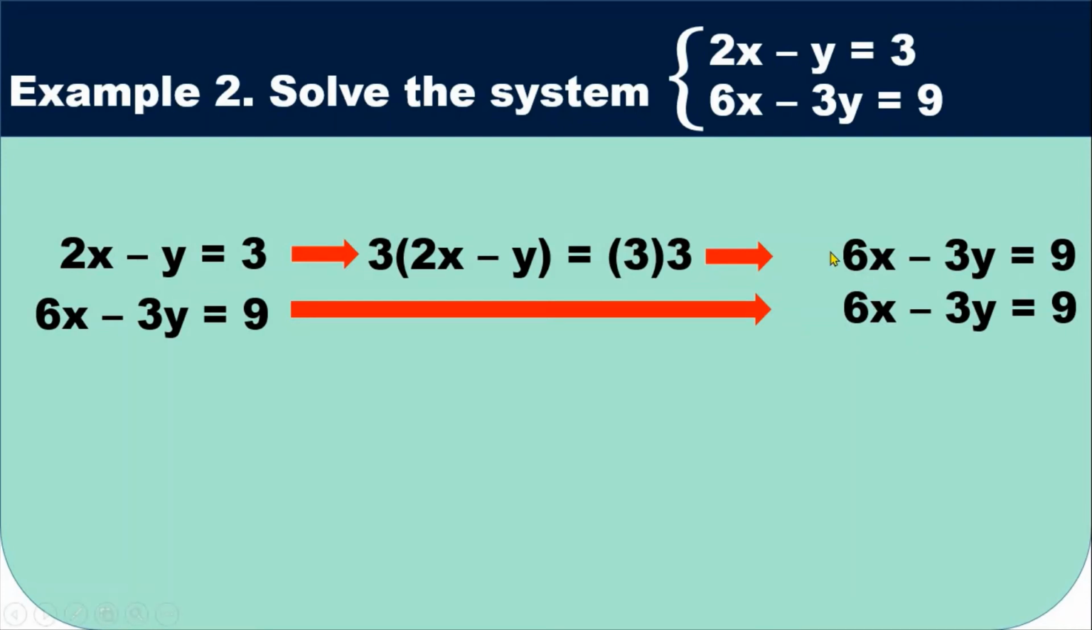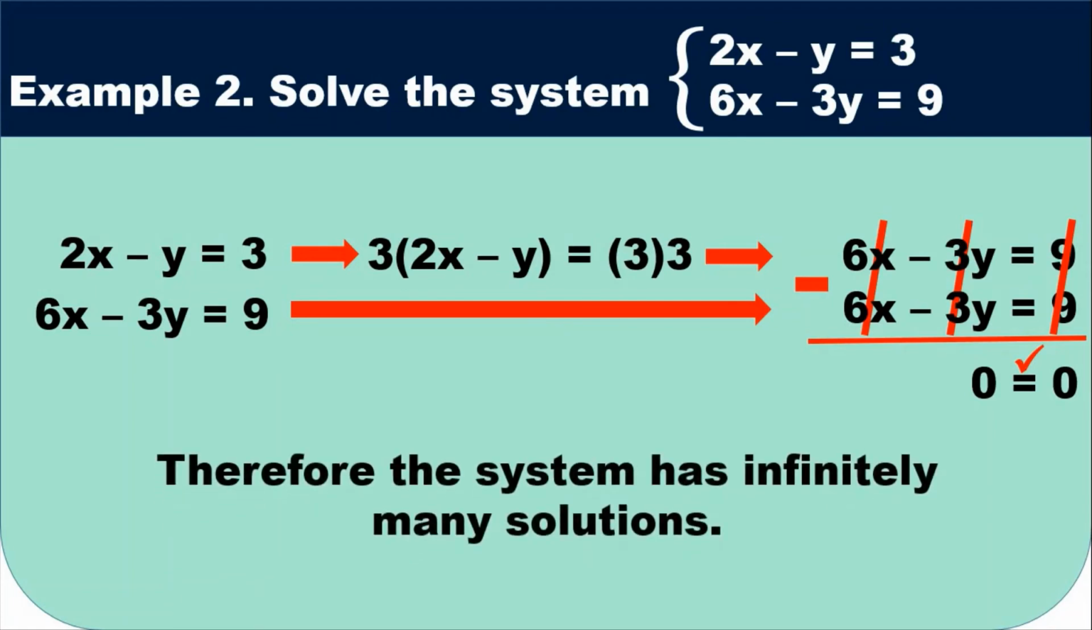As you can see, the numerical coefficients of x are now the same, but also the numerical coefficients of y. Subtracting the two equations will eliminate the two variables. We have 0 on the left side of the equation, which is equal to 0 on the right side as well, because 9 minus 9 is 0. But 0 is really equal to 0. If this is the case, then we can conclude that the system has infinitely many solutions, meaning to say the graphs of these two equations coincide.